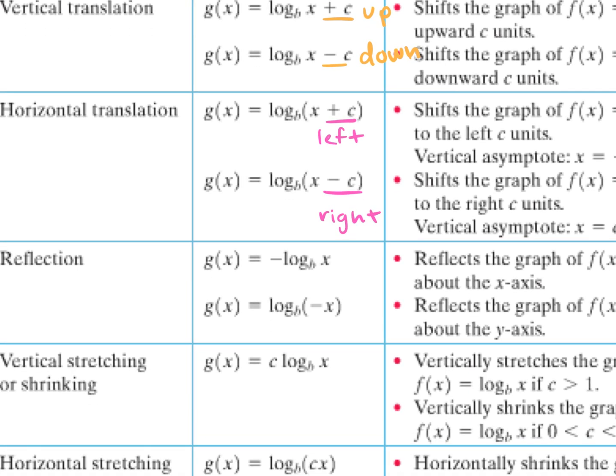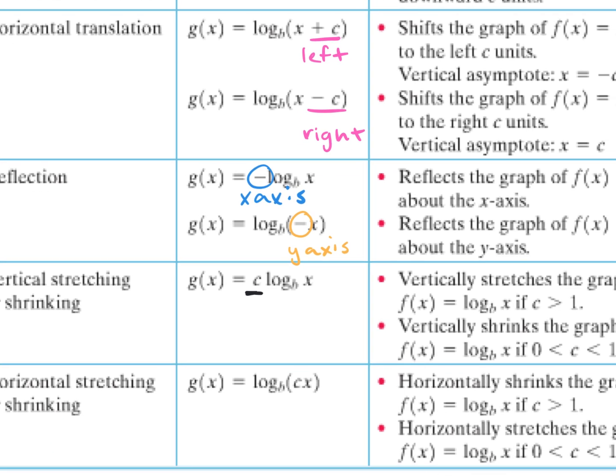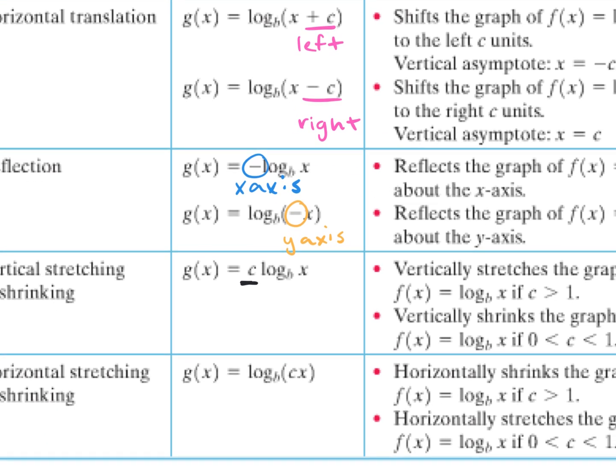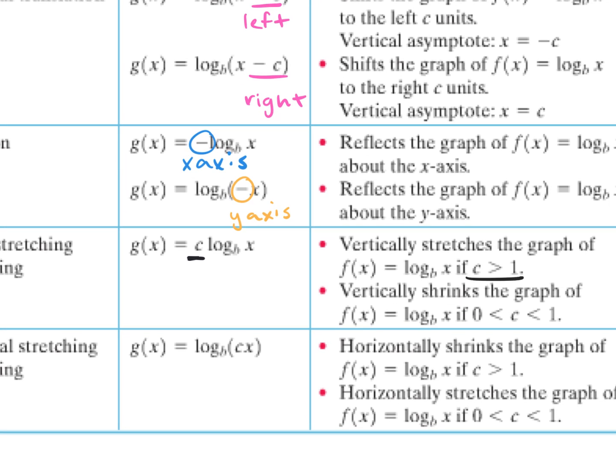If we're multiplying by a negative on the outside, this would be a reflection on the x-axis. If we're multiplying by a negative on the inside, this is a reflection on the y-axis. And when we multiply by a coefficient, so by a constant out front, if it's greater than 1, we have a stretch. If it's in between 0 and 1, it would be a shrink.